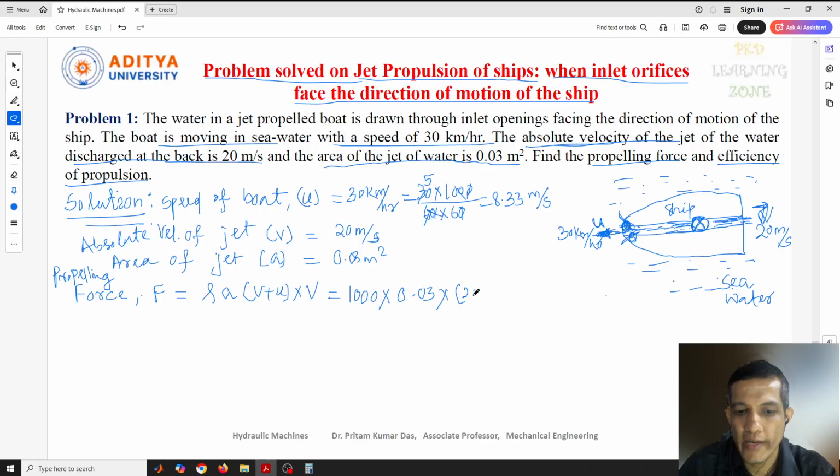So this is 20 plus 8.33, into 20. From here we can find out the force. It is actually a direct formula. If you know the formula, we can easily identify it, and if you don't know it, you can also derive it from this diagram. So force equals, let's solve this.